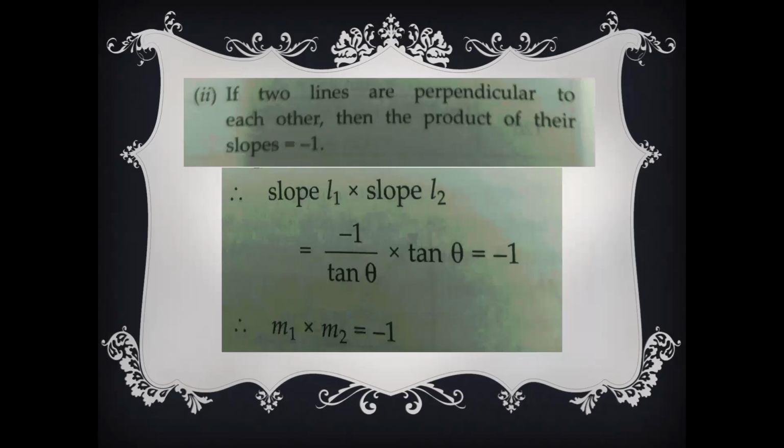In case two lines are perpendicular, then we use this formula where the product of their slopes is equal to -1. Or we can say if we know the slope of any one of the lines, say M1, and we need to find out the slope of the second line, which is M2, it is simply the negative reciprocal of the other line. So M2 will be equal to -1 upon M1.